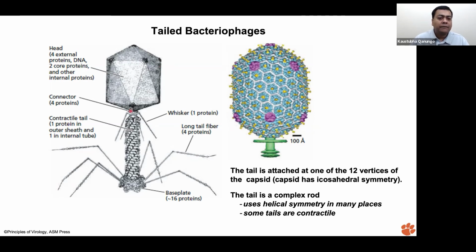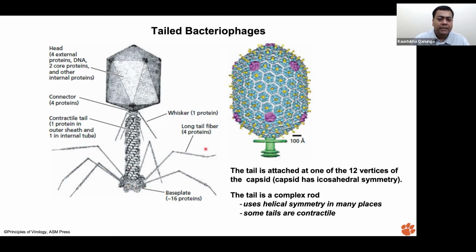So here you have the head, and then you have this connector and the collar region. Then you have this contractile tail protein right here, which is built with helical symmetry. So you have the head with icosahedral symmetry, and the contractile tail with helical symmetry. And some of them are contractile.